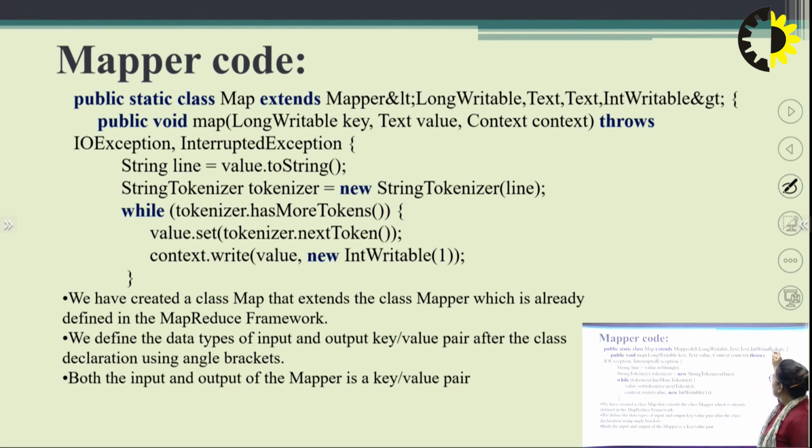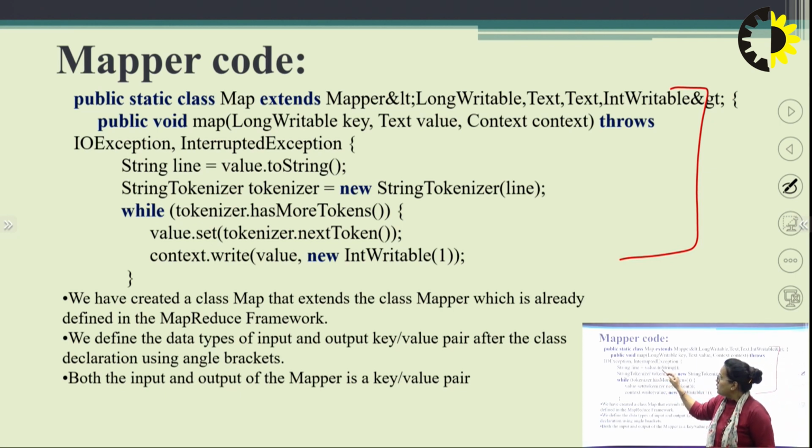This is the mapper class. First, we create a class Map that extends the class Mapper, which is already defined in the MapReduce framework. In the second line, String line equals value.toString. We extract the input line one by one. Both the input and output of the mapper is a key value pair. This while loop executes until no token will be found.